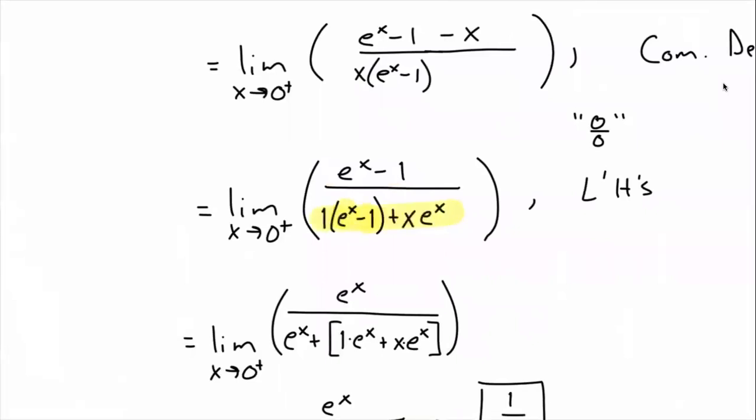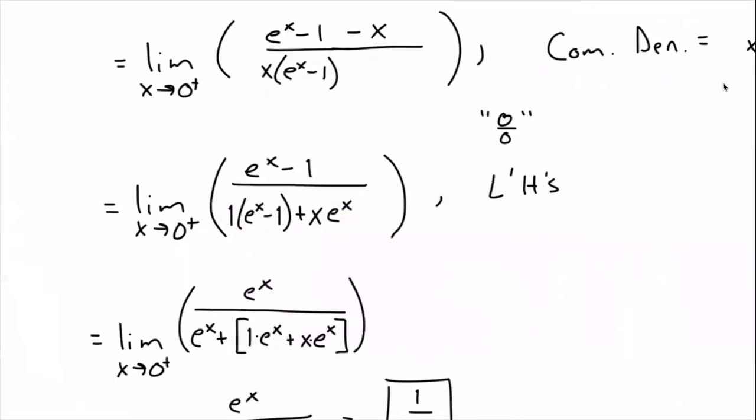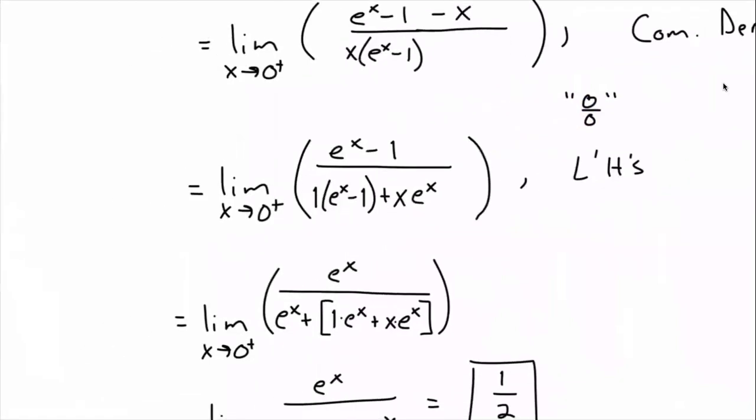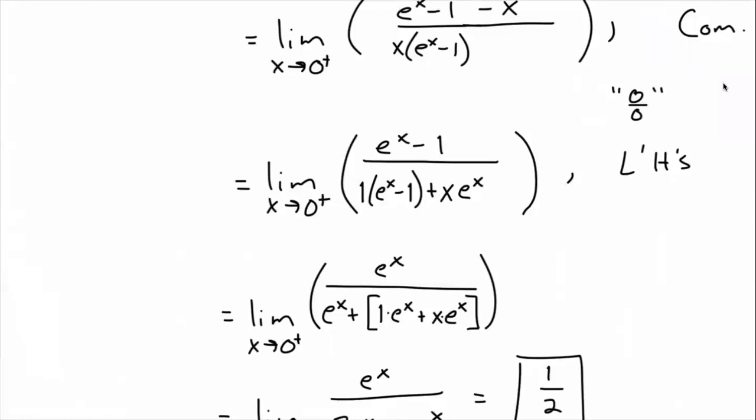So 0 plus 0 in the denominator, we're being driven to 0 in the denominator as well. So we have another 0 over 0 L'Hopital or indeterminate quotient. So I should take another derivative of this and use L'Hopital's again.